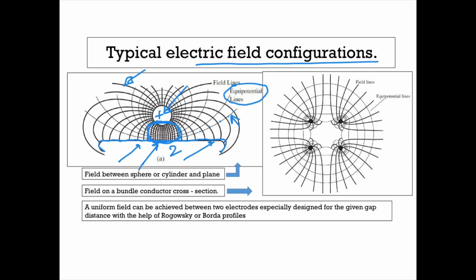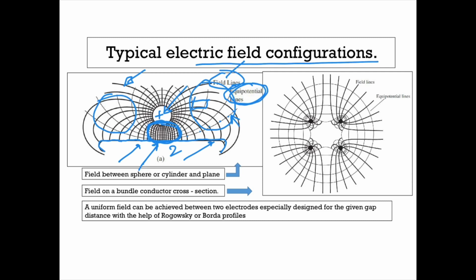Therefore we can say that this is the region in which we have uniform electric field, whereas in this region you can notice that the equipotential lines and the electric lines do not form a perfect square. This is not a perfect square, and therefore the field in this region is non-uniform.